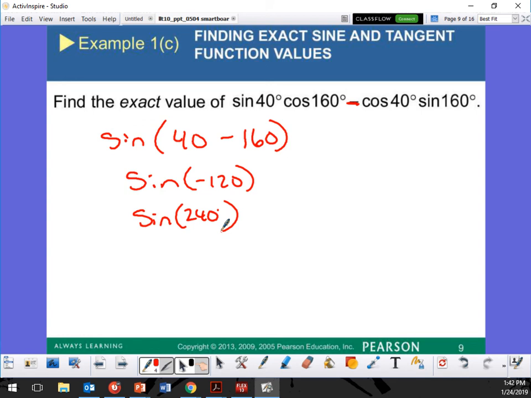Now, sine at 240, that's on your unit circle. What is it? Negative root 3 over 2. Because sine is the y value, right? You guys agree? Did I lose everyone?